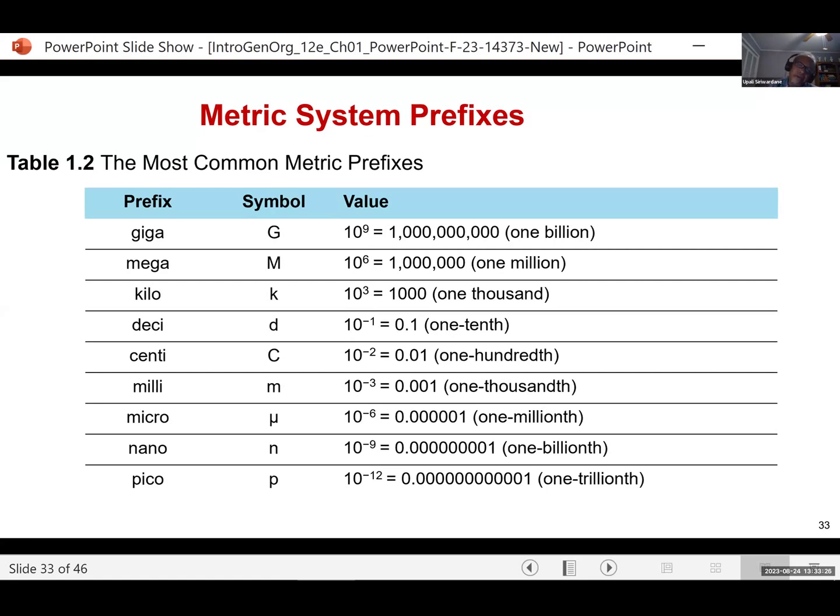So you need to remember these numbers. Milli is 10 to the negative 3. Micro is 10 to the negative 6. Nano is 10 to the negative 9. Pico is 10 to the negative 12.